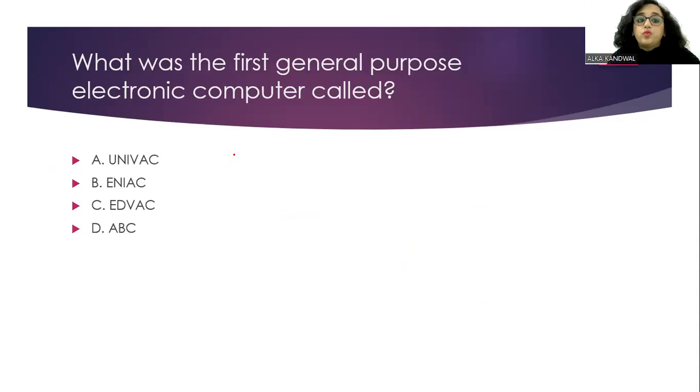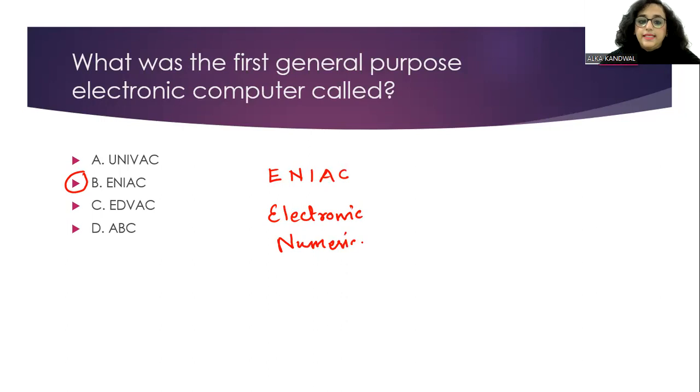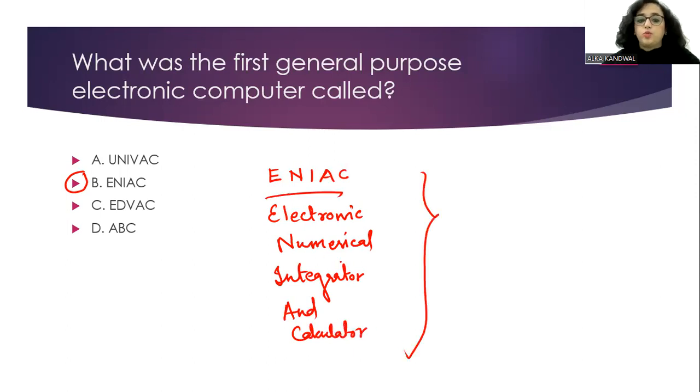Now what was the first general purpose electronic computer called? First general purpose electronic computer कौन सा था? वो था ENIAC, electronic numerical integrator and calculator. So that is the full form for ENIAC, electronic numerical integrator and calculator. So that was the first general purpose computer, और याद रखना चाहिए कि ENIAC is electronic numerical integrator and calculator. It is the first general purpose electronic computer.